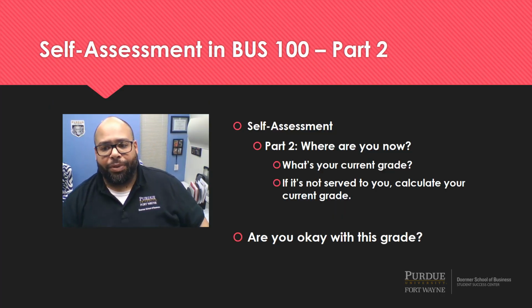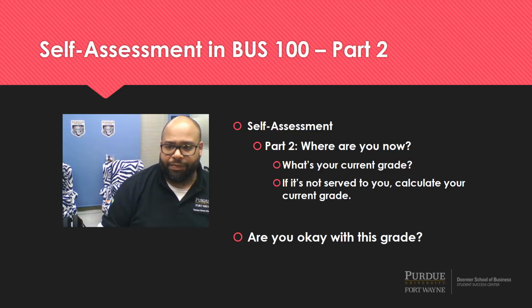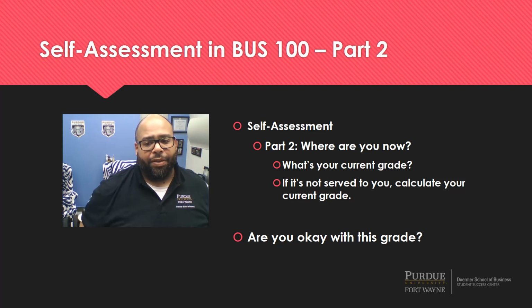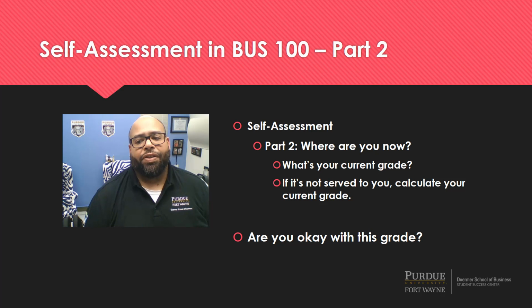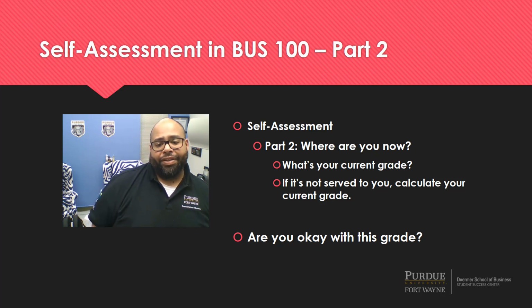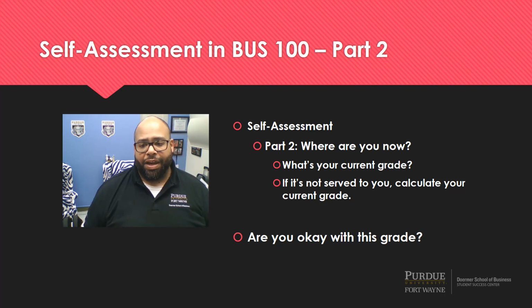We have just completed the second part of the self-assessment, finding out what your grade is at the moment. If you don't know what your grade is, now you know how to calculate it if it isn't given to you. Are you okay with this grade? Is it fair? Does it represent the work you have put into the class? Next, in part three of the self-assessment, that's where the healthy amount of honesty comes in. I mentioned it earlier, and it's really important. See you in a few.